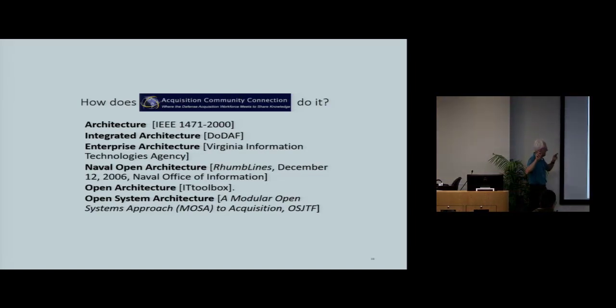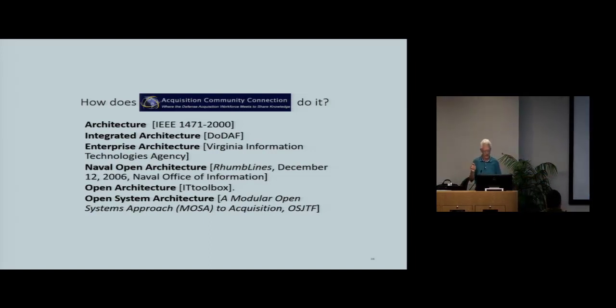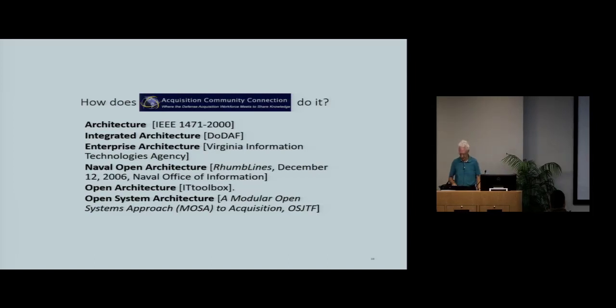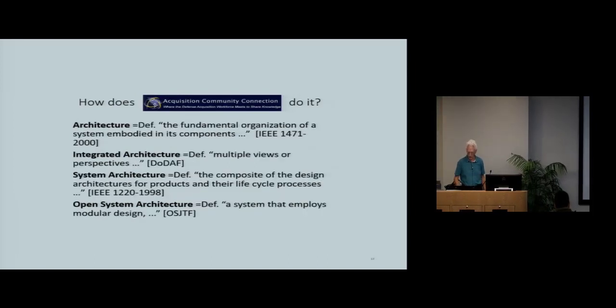So they took them from the Naval Open Architecture is a noun, the definition of which they took from a Navy publication called Rumlines. And anyway, you can see where these things came from. And so the term architecture is defined as the fundamental organization of a system embodied in its components. The term integrated architecture is defined as multiple views or perspectives. And then there's a bit more. But you can see we're on a dangerous road here if what we're interested in is interoperability.